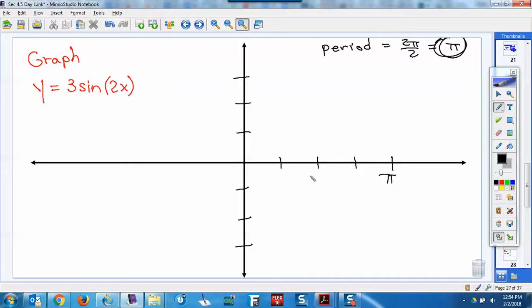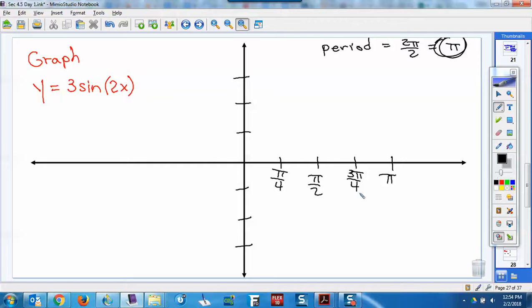So what's the middle one? Got to be half of that. Pi halves. Then what's this one? That's got to be half of pi halves. Got to be pi fourths. And then what's this one got to be? Now you just count. 1 pi fourth, 2 pi fourths, 3 pi fourths. There you go. That's how you do it every time.